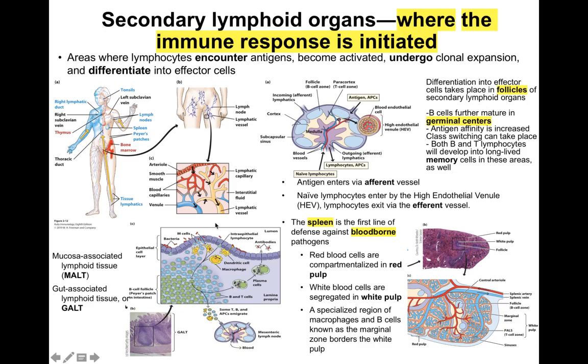So primary lymphoid organs, that's where you get the cells developing, and the secondary is where you get an immune response initiated.